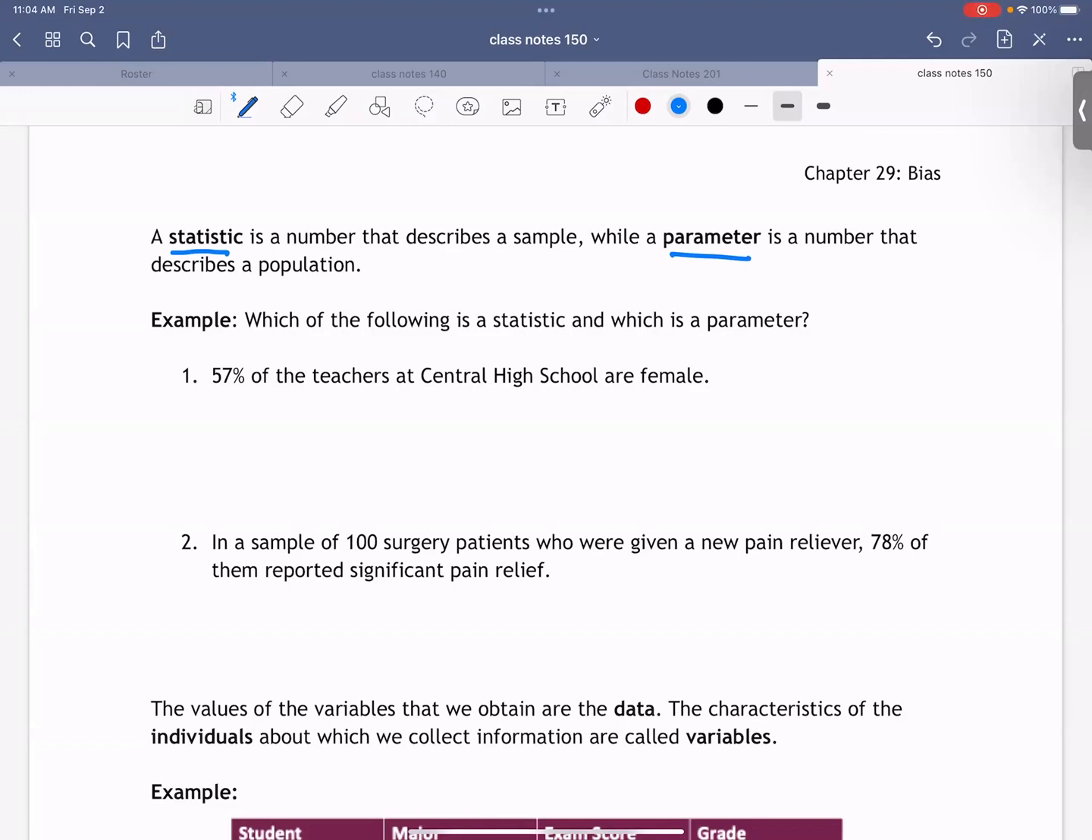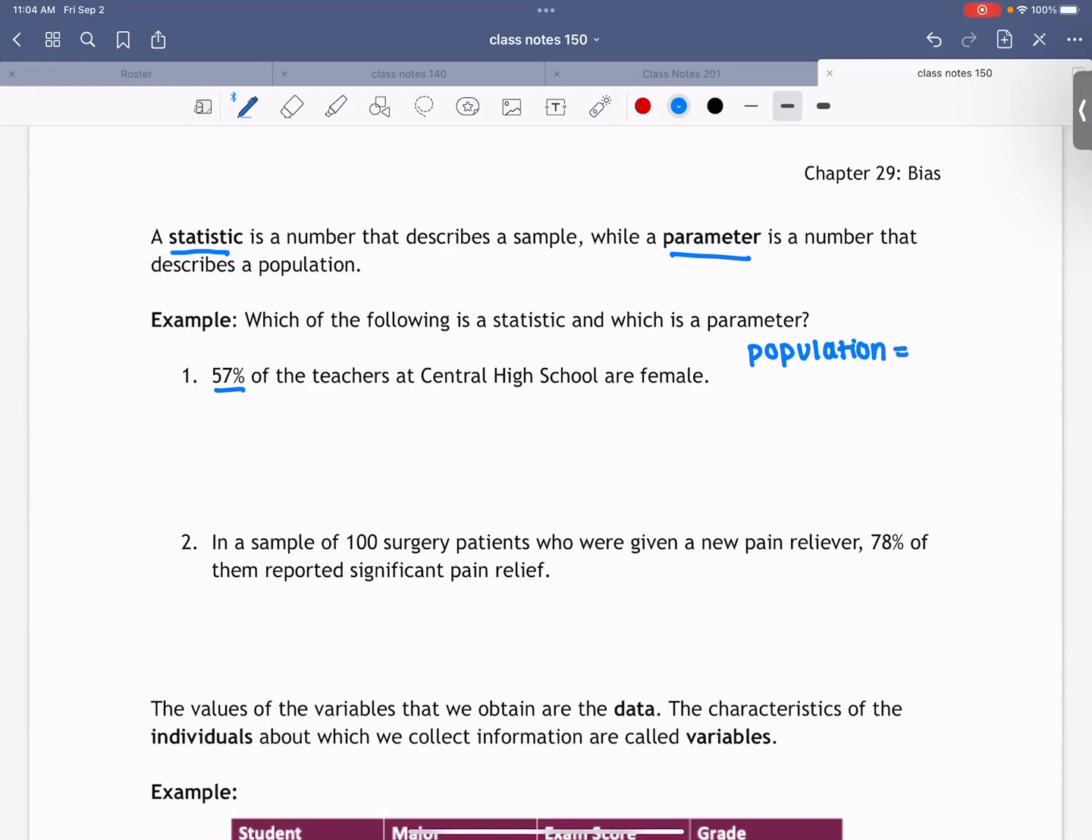Let's go through the first. Okay, this question is saying 57% of the teachers at Central High School are female. The number that we're interested in right now is 57, and we want to know if it's a statistic, so does it describe the sample, or a parameter, does it describe the population? I know these questions can be slightly tricky, and the way I like to do this is try to figure out what my population is before I actually figure out what we're talking about. So let's ask ourselves what the population is.